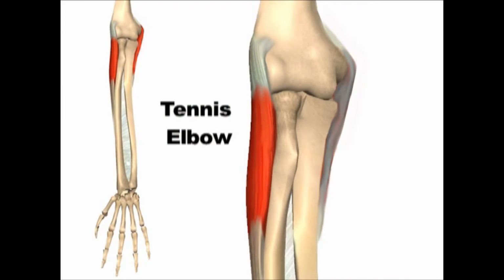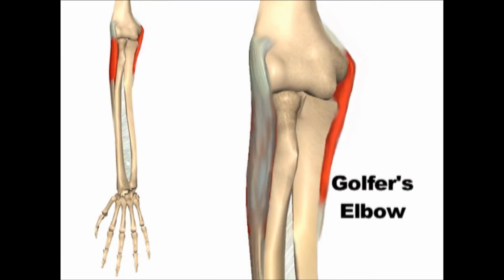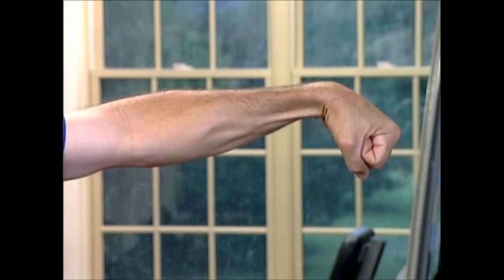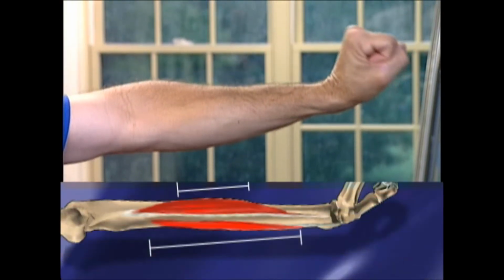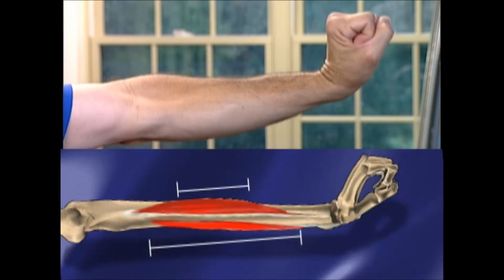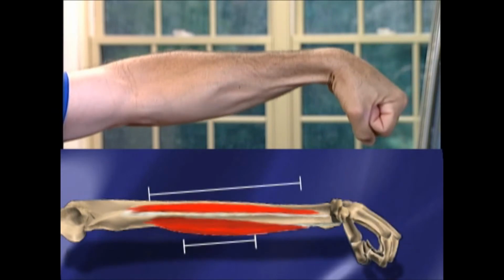Tennis elbow happens when there's a strain or tear in the outer muscles of the forearm and its tendon attachment at the outer elbow. In golfer's elbow, the strain occurs in the inner muscle group and its attachment at the inner elbow. These muscles require conditioning to ensure powerful and reliable lengthening contractions for many activities.